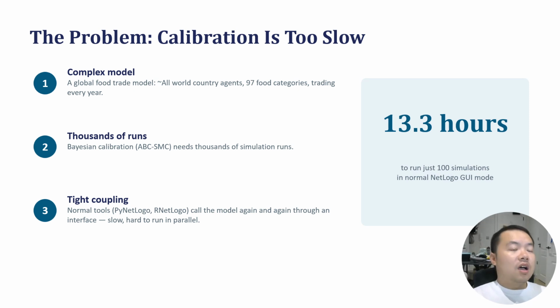First, the problem. Our model is a high-level, high-dimension global trade model, with all the countries in the world set as agents and 97 food categories. To calibrate it with a Bayesian method or a GA, we need thousands, or maybe more than 10,000, simulation runs. But usually the tool uses the interface called NetLogo, and every run is a slow process. We have checked: if we want to run 100 runs, it may take 13 hours. With thousands of runs needed, it becomes almost impossible.